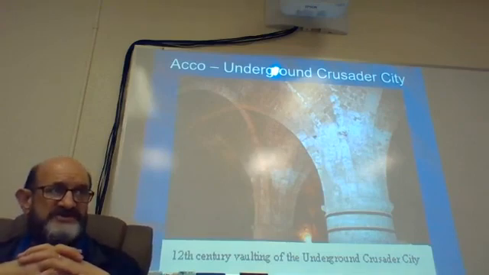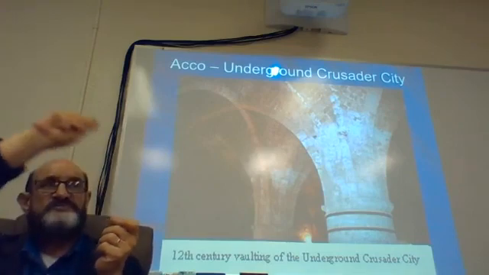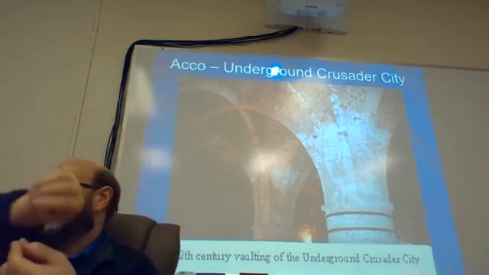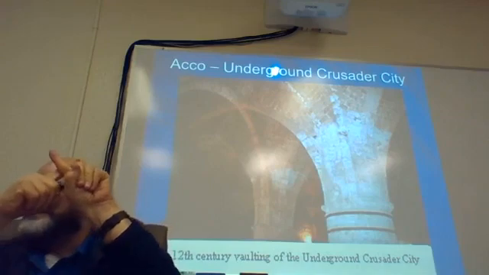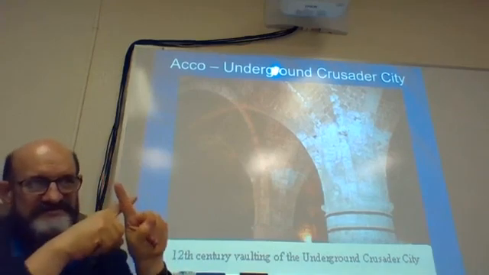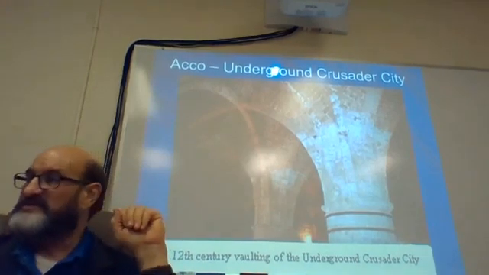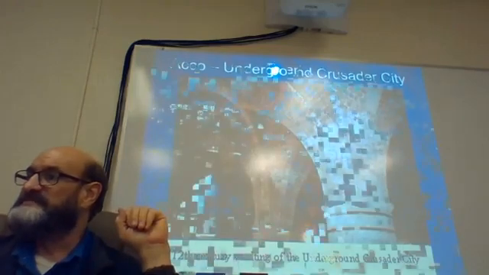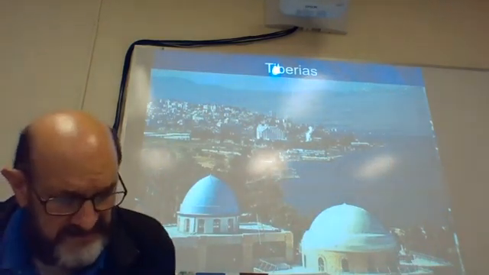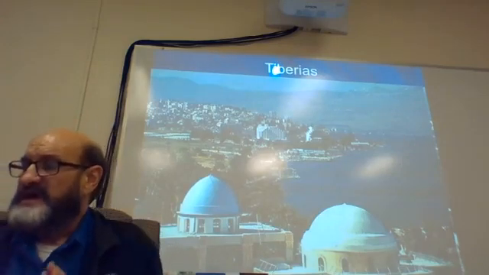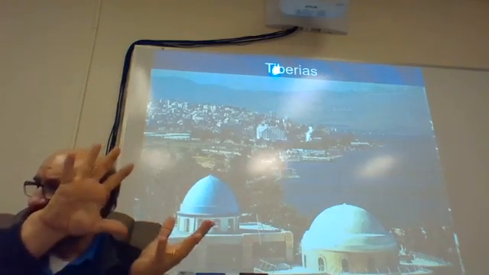These are Crusader arches. Notice how it has an arch running one way and then, 90 degrees to it, an arch running the other way, forming a cross. And this was part of the Crusader architecture, making these beautiful crosses all over the place. Okay, so that was over there on the coast.